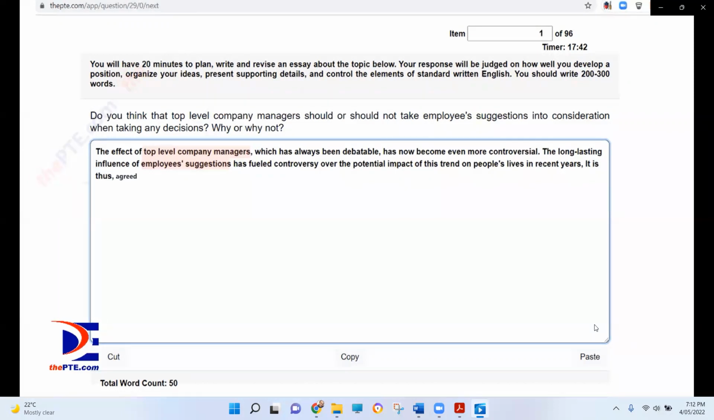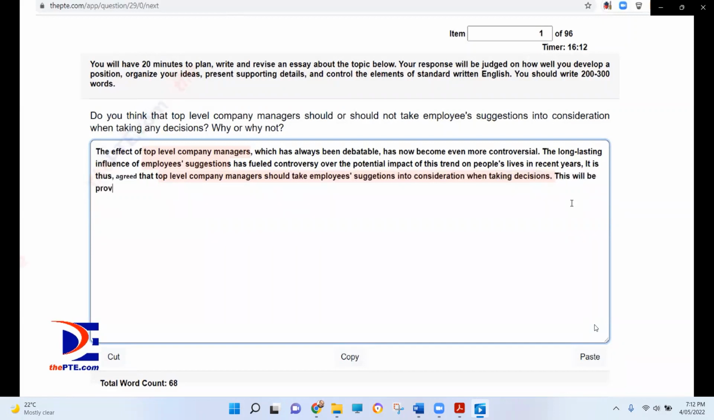I'm going to agree with the topic, so my thesis would be, "It is thus agreed that top-level company managers should take employees' suggestions into consideration when taking decisions." And if you choose to go with the opposite, just add a "not" after "should" and you disagree. So if you disagree, you say, "It is thus agreed that top-level company managers should not take employees' suggestions."